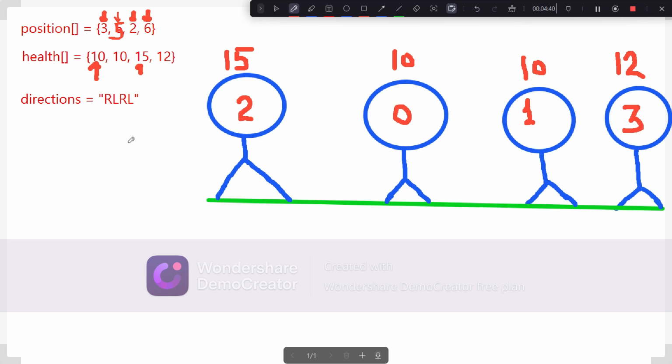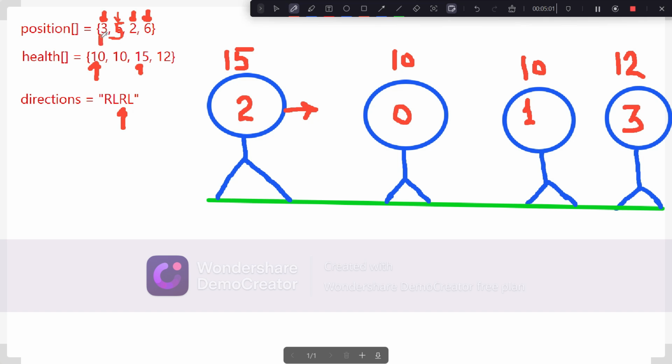Come here for the first guy, 2. This is at this location, right? This 2 is at index 2. At index 2 we have R, so this guy would be going right side. Now come to this guy.